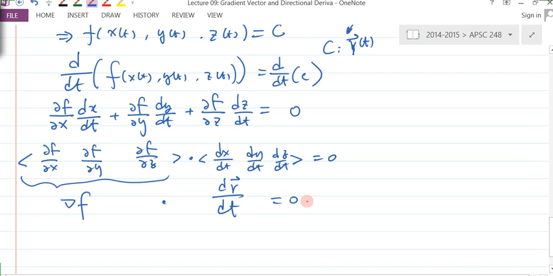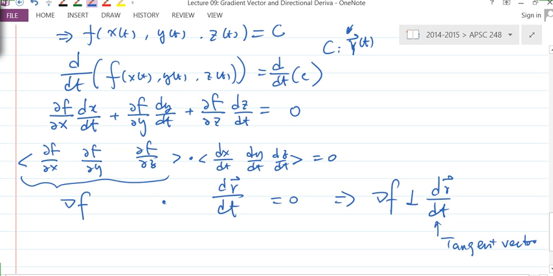So according to the dot product, what's the relationship between this vector and this vector? Perpendicular. Somebody said parallel. No. This is perpendicular to the derivative of this curve. And what is the derivative of the curve actually? Tangent, right? It's a tangent vector.